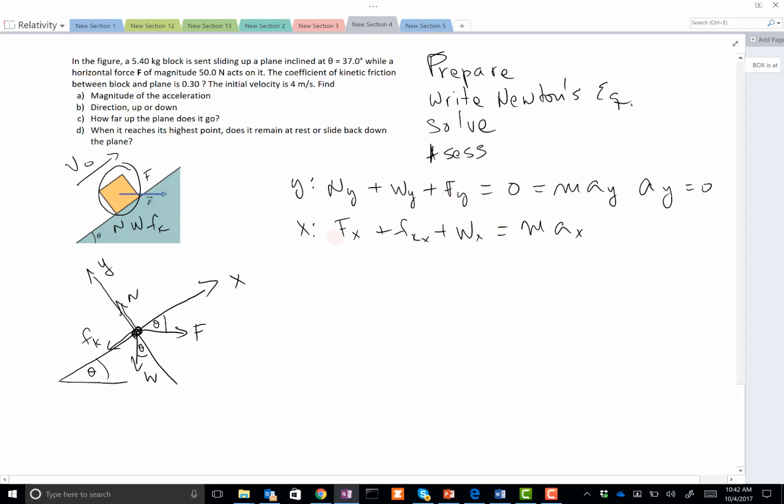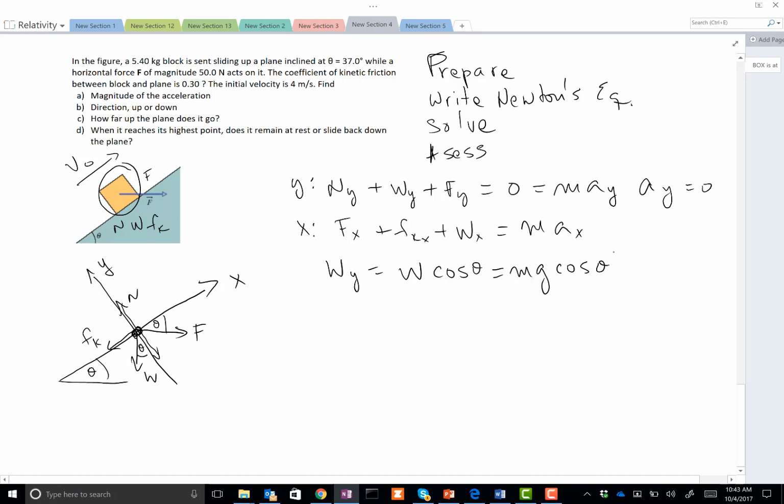So let's figure out what these components are. We have these vector components for all the forces. Let's start with the y component of the weight. So the y component of the weight is this component here, and that will be W cosine theta, which is equal to mg cosine theta.